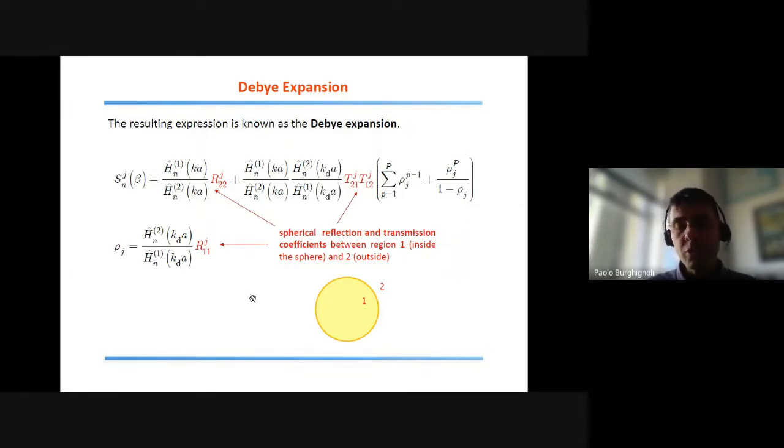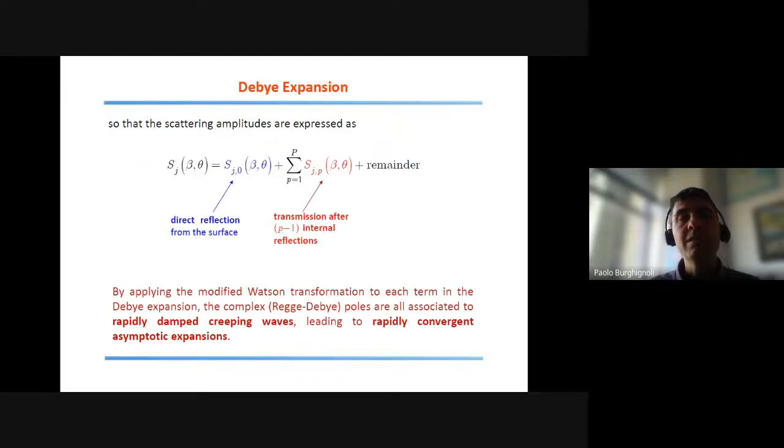To this expansion, you can apply the techniques based on Watson transformation and asymptotic analysis. In particular, the scattering amplitudes are expressed as the sum of a direct reflection from the surface, and then a sum of a theoretically infinite number of terms, these here highlighted in red, each of which expresses transmission after a certain number, p-1, of internal reflections.